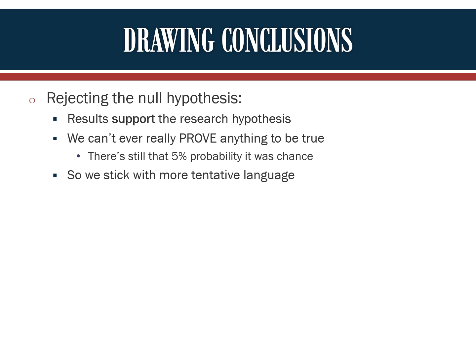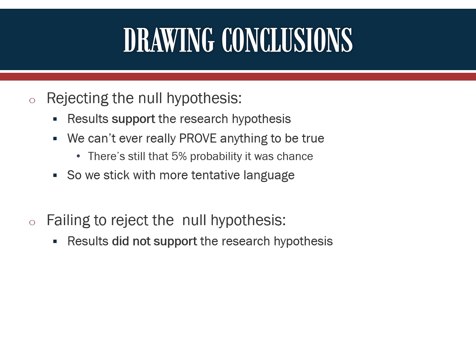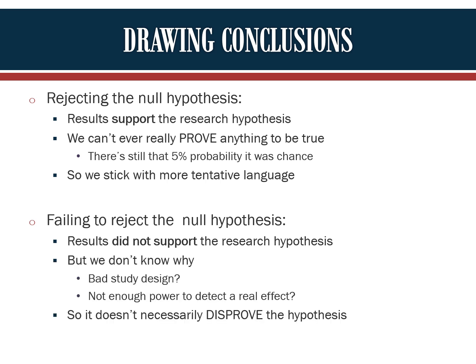So really, as a psych major, you should probably just erase the word prove from your vocabulary, right? It doesn't really have any place in statistics or in psych research at all. Instead of proving, we're supporting our research hypothesis. Now, if we fail to reject the null hypothesis, then we would say that our results did not support the research hypothesis. But we don't know why.